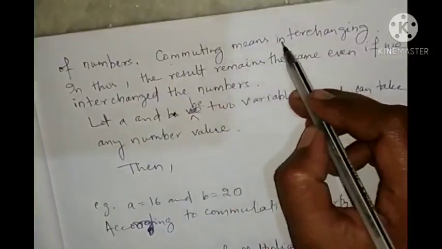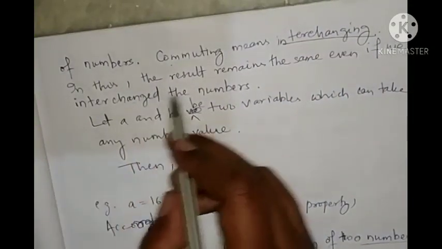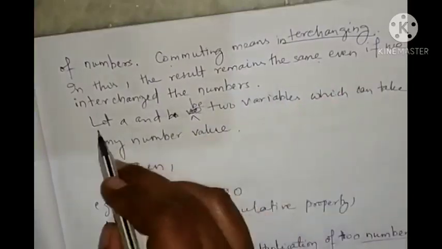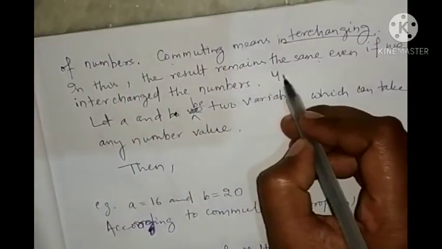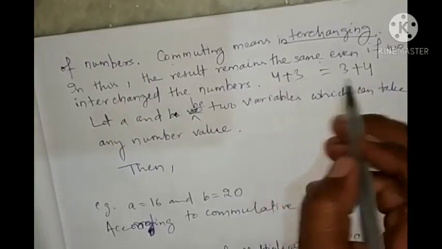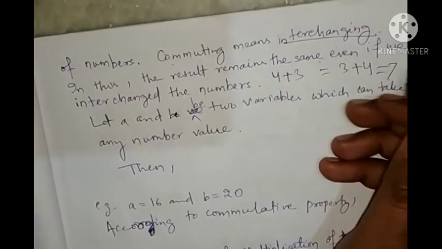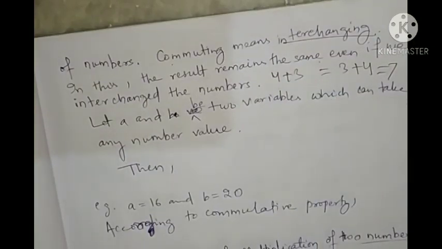Commuting means interchanging. We have interchanged the numbers. The result remains the same even if we interchange the numbers. First we wrote 4 plus 3, then we wrote 3 plus 4. Their value is the same, that is 7. So we will take variables and put them in the commutativity property.